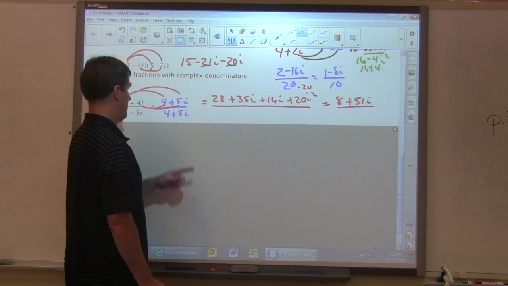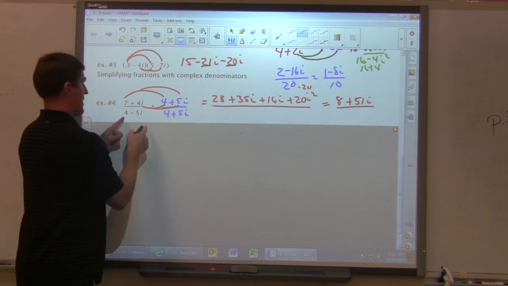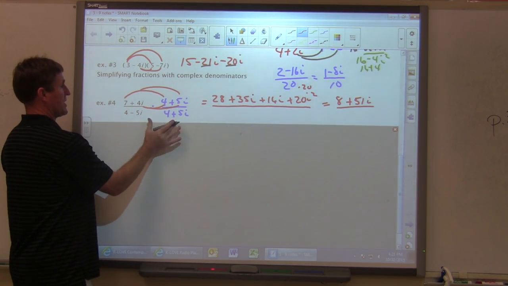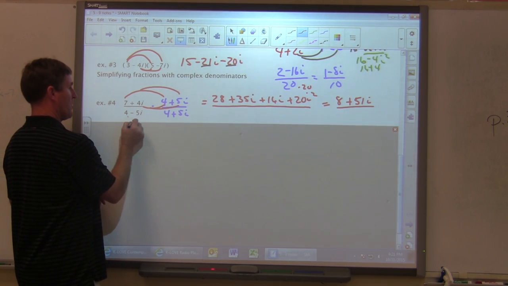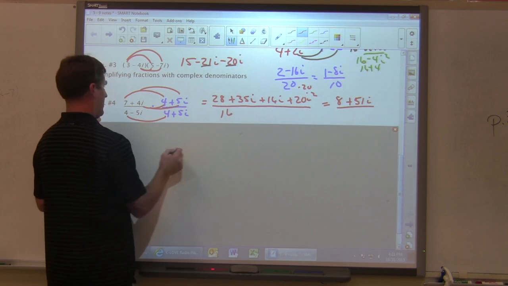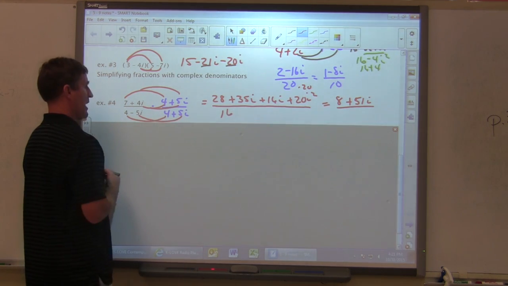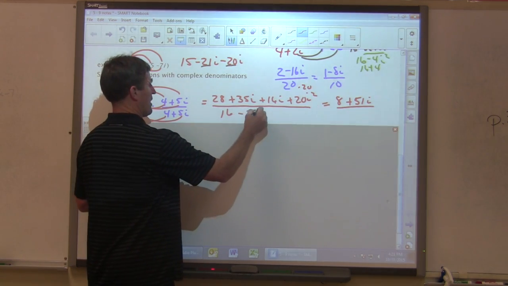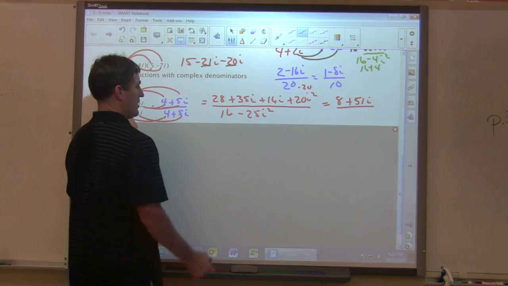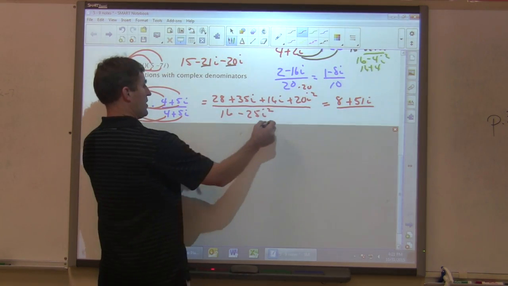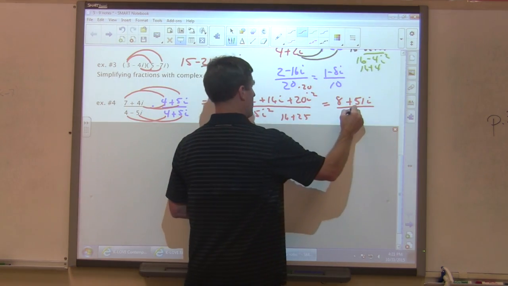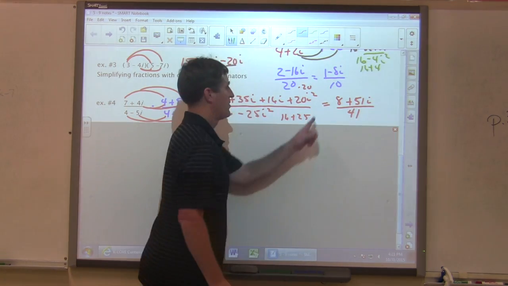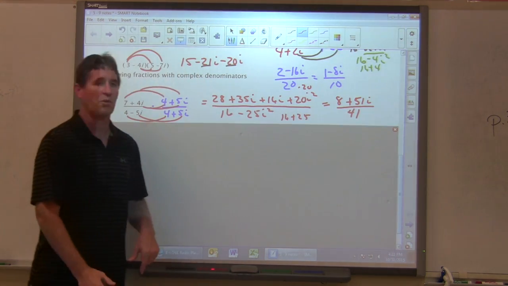Our denominator, we're going to multiply this together. So again, we're going to skip this 20 and negative 20i because they're going to cancel out and just go 4 times 4 is 16. And negative 5i times 5i is a negative 25i squared. So we get i squared is negative 1, so this becomes 16 plus 25, which is 41. And there's nothing that goes into all of those, so we're done.